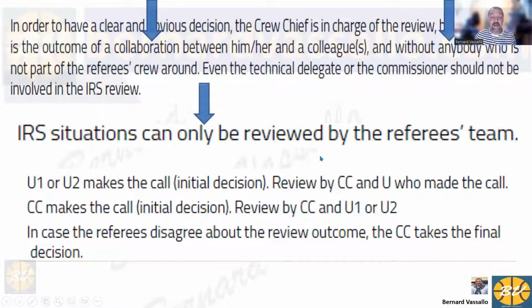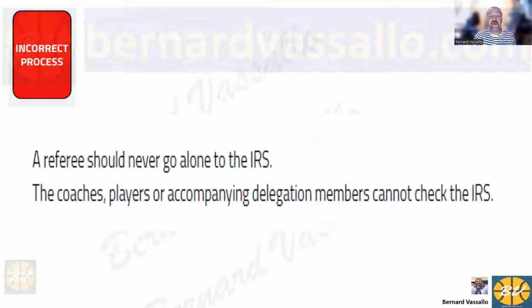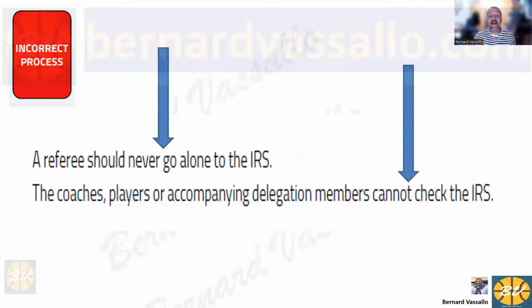Therefore, should there be no agreement between the referees, which hopefully should not be the case, it is the crew chief that will make the final decision. Definitely, things that should be avoided, as shown here on the slide. One referee alone should never go to the IRS. It is always two referees that go to review the plays, not one referee. And nobody else but the referees, no players, no coaches, no team bench members, not even table officials. They should not stand up and go with the referees to review the play. It is only the referees that should go next to the video operators to review the particular play.